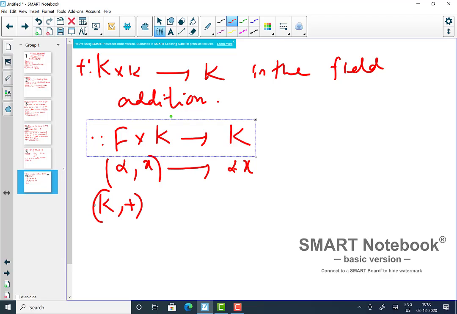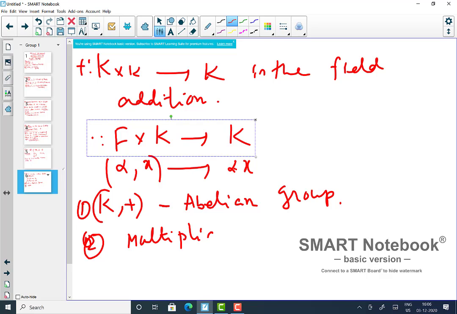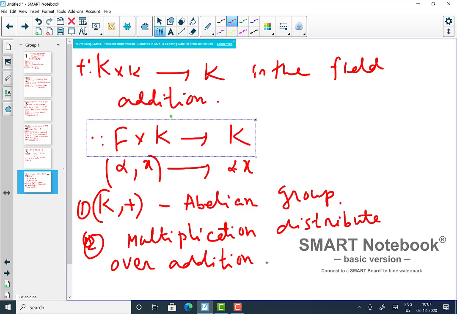K under addition is an abelian group. What is the property of a vector space? Abelian group, and then this is the operation, and then the distributive property holds, right? Distributive. So this multiplication distributes over addition. Okay.